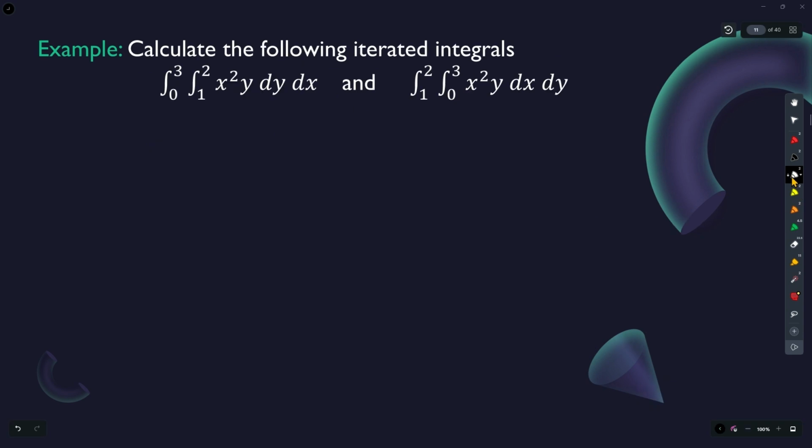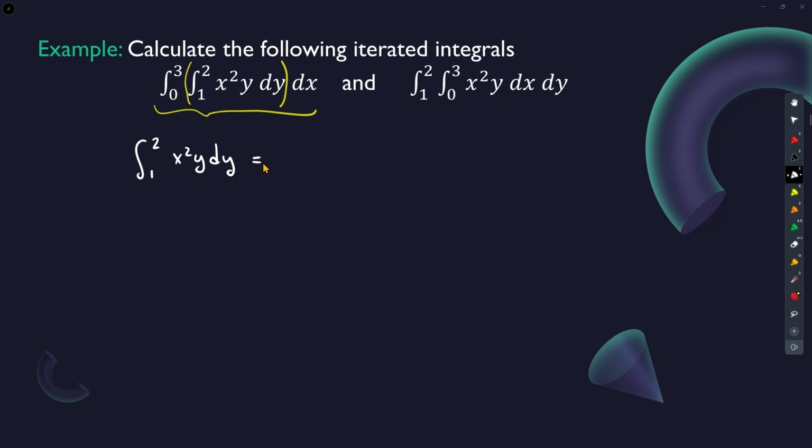Let's see another example. So I'm going to start by doing this integral first, and then we will do the second integral. So for this integral, we are going to start by integrating with respect to y. So these limits correspond to y, so I can write some parentheses like this. So that is the integral with respect to y, with respect to these limits of integration, and then we're going to integrate with respect to x with respect to those limits of integration. So let me start with the integral from 1 to 2 of x squared y dy.